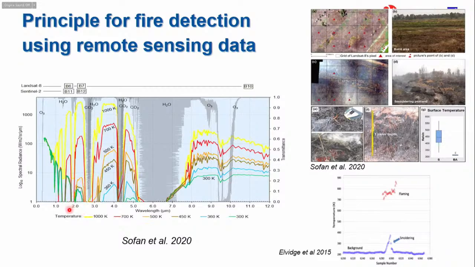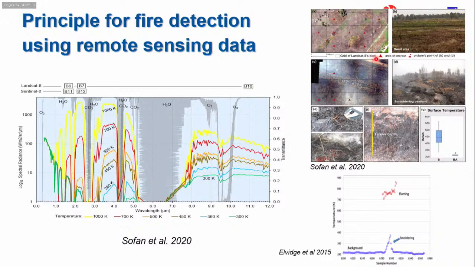But here, at about 2 micron to 2.5 something, it's actually so weak to detect the smoldering fire. As you see here, the background and the smoldering temperature have a similar pattern, so we have little distance to use this region to detect the smoldering fires, while for the flaming, it doesn't have any problem at all for detecting the high temperature. So this is the basic principle of how we can use this spectral characteristic to map or to detect the fire.